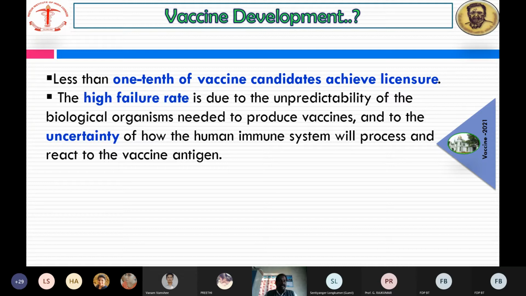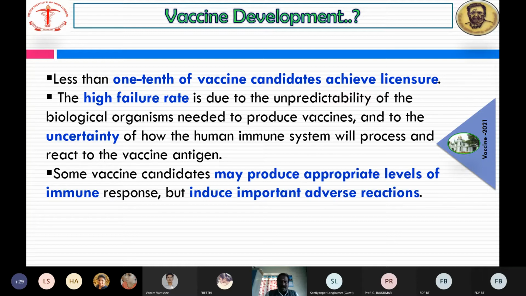The high failure rate is due to the unpredictability of the biological organisms needed to produce a vaccine, and to the uncertainty of how the human system will process and react to the antigen. Some vaccines can protect mice or guinea pigs, but we cannot expect the same from human beings. That uncertainty leads to error in how the human immune system will process and react to the vaccine antigen.